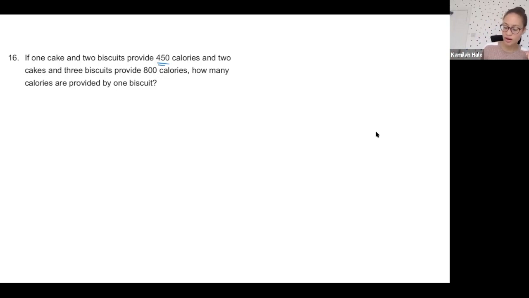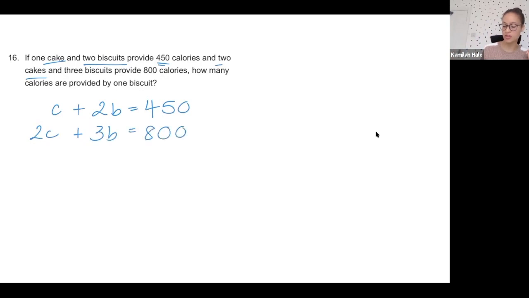So 1 cake and 2 biscuits. So I'll put c plus 2b is 450. And then 2 cakes and 3 biscuits make 800. How many calories are provided by 1 biscuit? Does anyone remember what we do at this point? I'm not going to subtract one from the other yet. I'll show you actually what happens when we subtract one from the other.